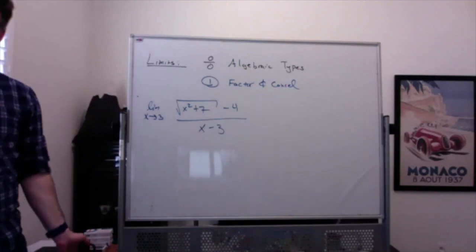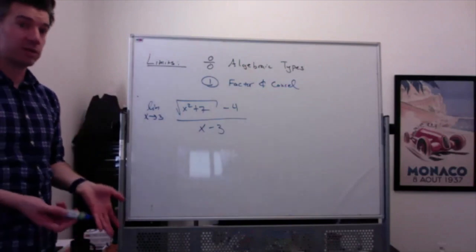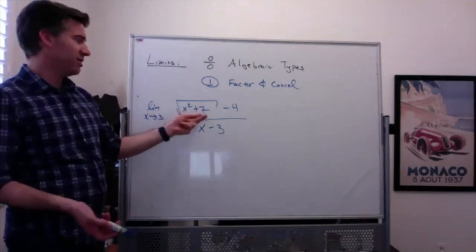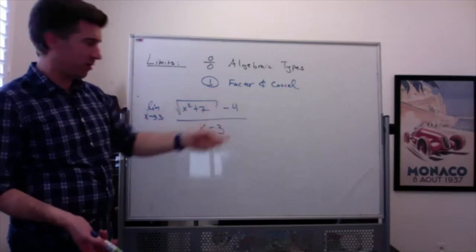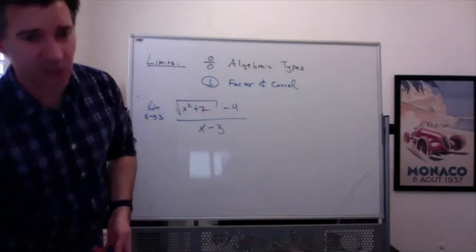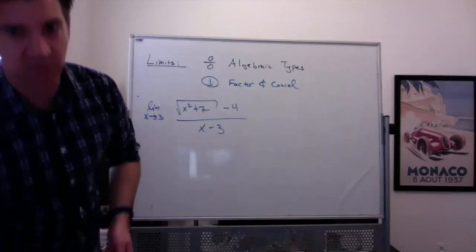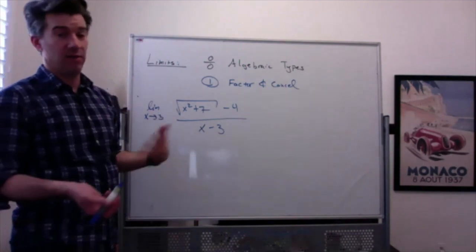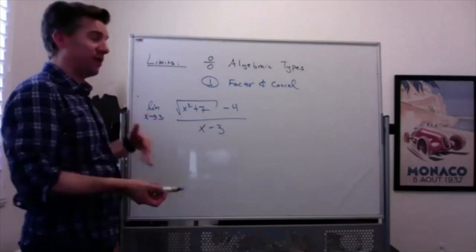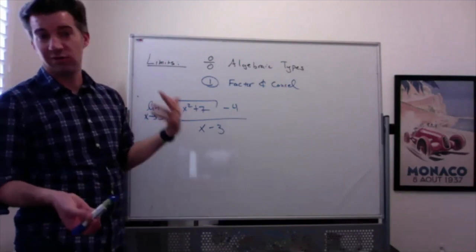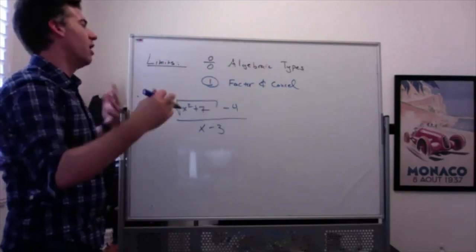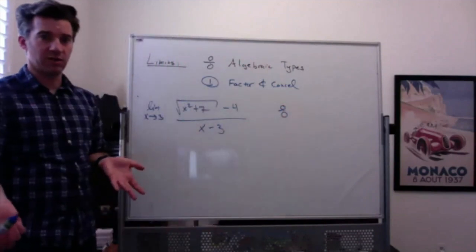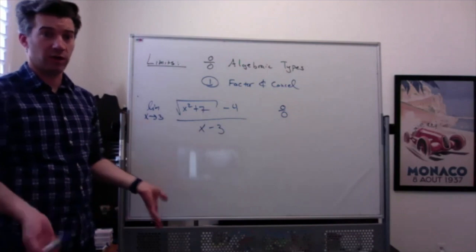So here's another limit. It's another 0 over 0 type. If I plug in 3 for x, 9 plus 7 is 16, square root of 16 is 4, 4 minus 4 is 0, 3 minus 3 is 0. It is good to check. Sometimes people will throw something at you that just happens to be like 1 over 5 after you plug stuff in. So sometimes people try to be a little bit sneaky, and you could just plug it in, you don't have to do the algebra. But oftentimes it's going to be a 0 over 0 type. We have to do some sort of algebraic manipulation.